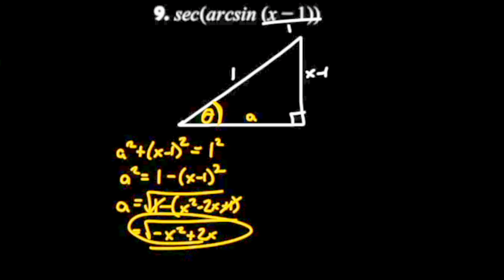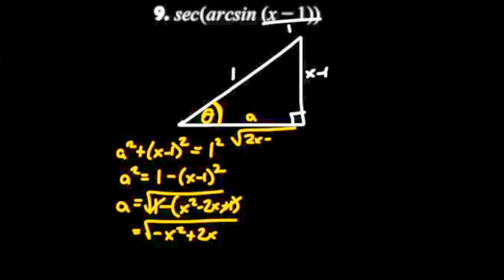So we figured out that the adjacent side is this square root here. But I'm actually going to rearrange that so it's the square root of 2x minus x squared, and then it just looks a little bit nicer. Alright, so I'm finding the secant. Remember, cosine is adjacent over hypotenuse, but secant would be the reciprocal, so hypotenuse over adjacent.